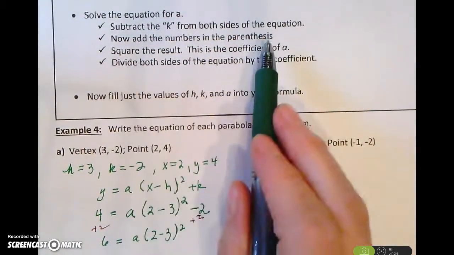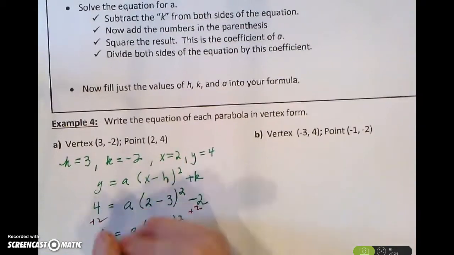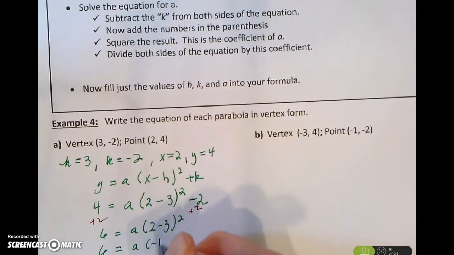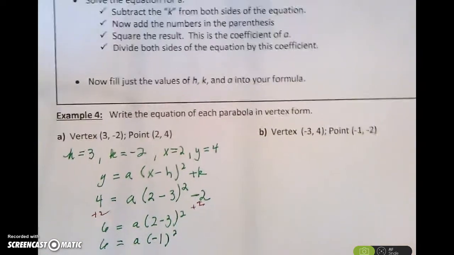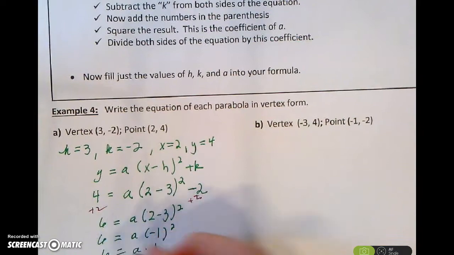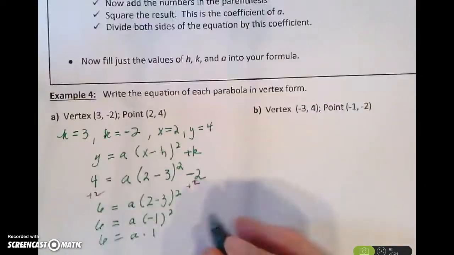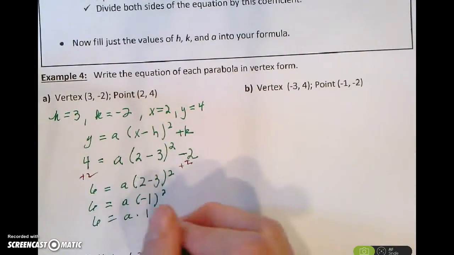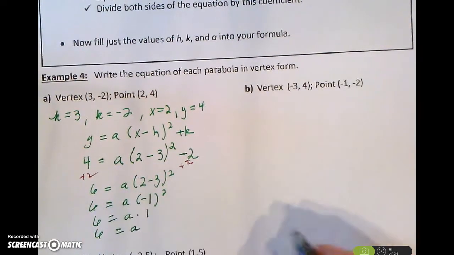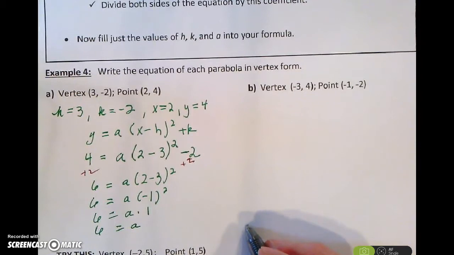It says now add the numbers in the parentheses. So the next step says to do 2 minus 3, which is negative 1. Then I'm going to square it. So square the result. So negative 1 times negative 1 is 1. So we usually don't write the a in the back, so we're going to put this as really like having 1a. And 1a, of course, is a. So I get a is equal to 6.